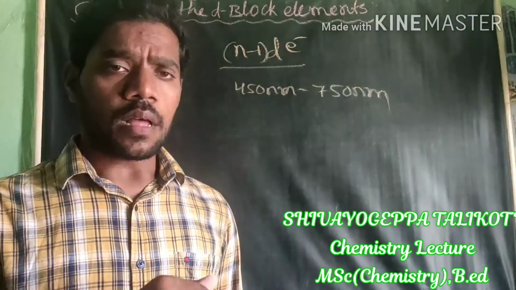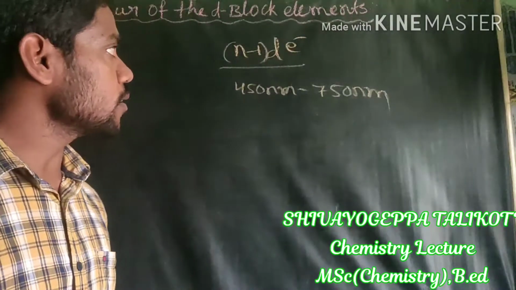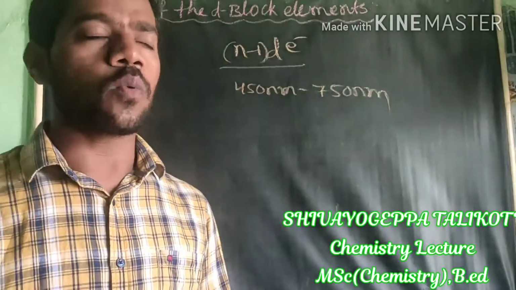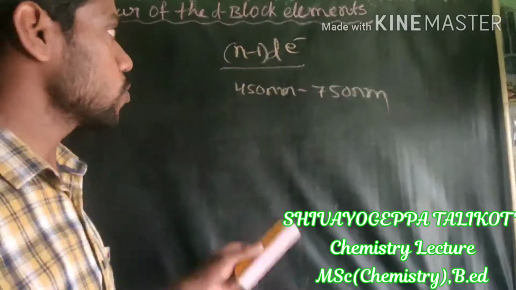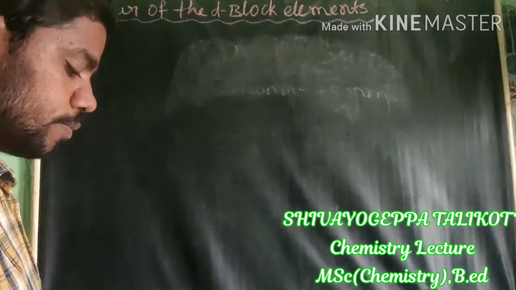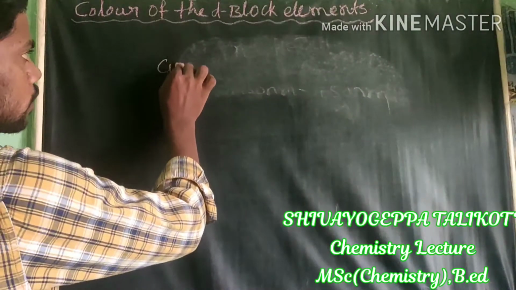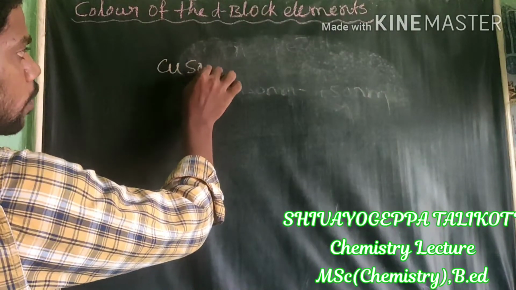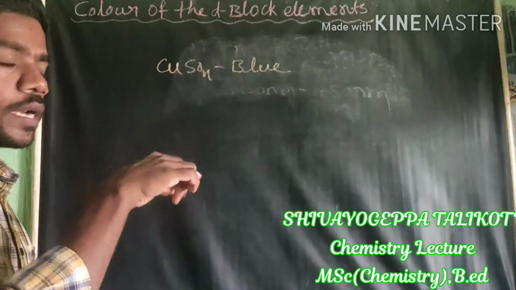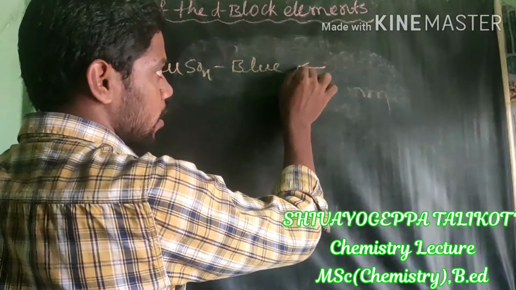Okay, this all is because of the n-1 d electrons. What is the mechanism in that? How do the d electrons show the property? I will go for that. For example, copper sulfate will be blue in color. Copper sulfate is blue because it absorbs the red color.